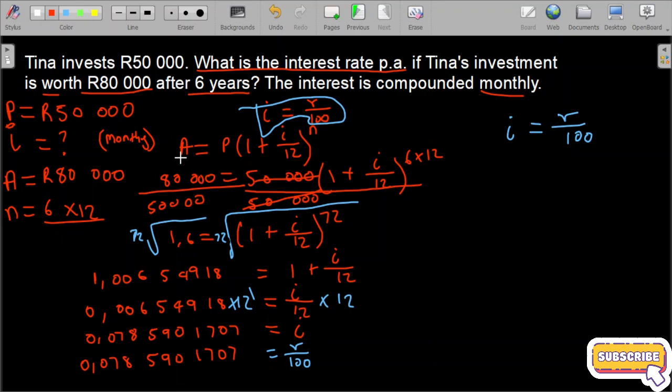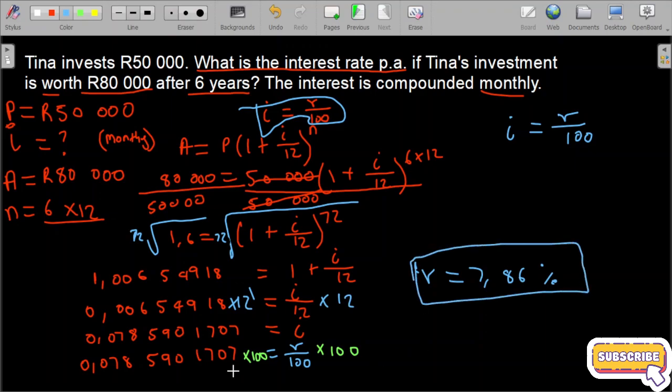So how do I get R? I'm going to times by this 100 to get rid of that 100, and times by 100 on the other side as well. So what is my R now? If you times this whole thing by 100, my R is going to be 7,86. What? Percentage. Remember, R has to do with percentage. So that is my R value.